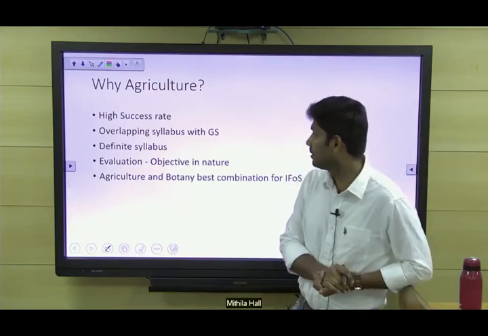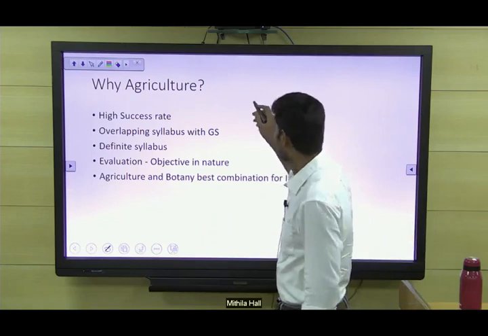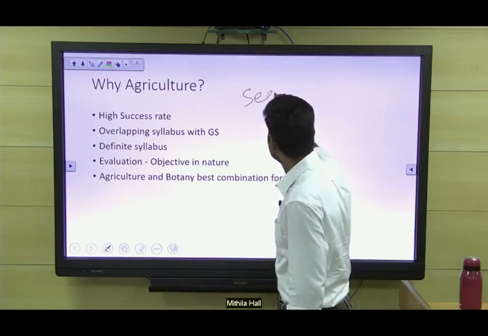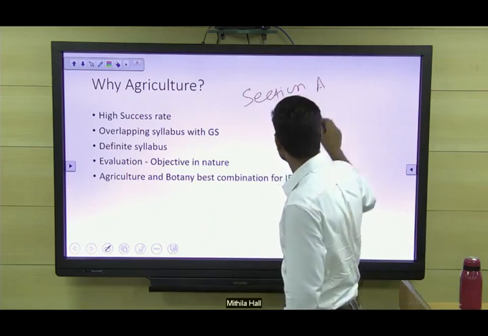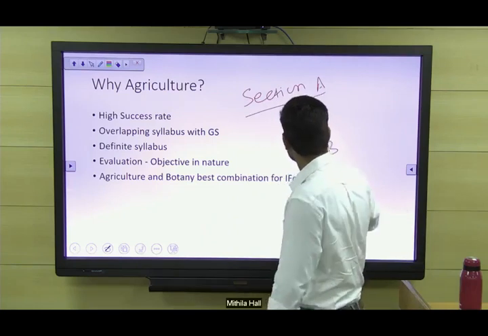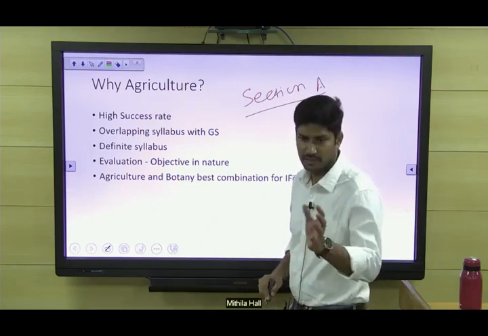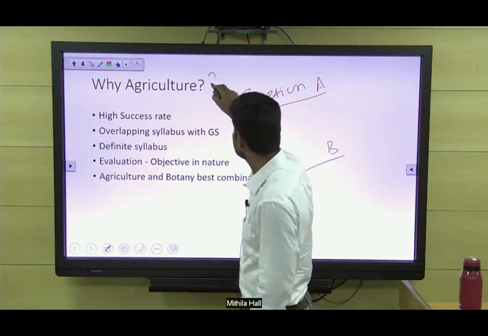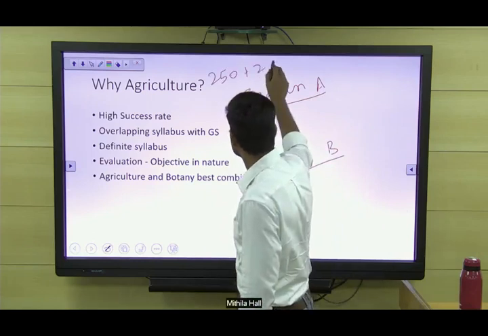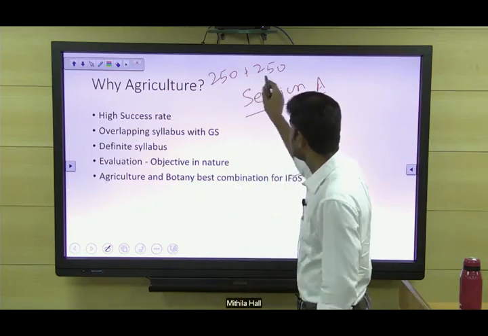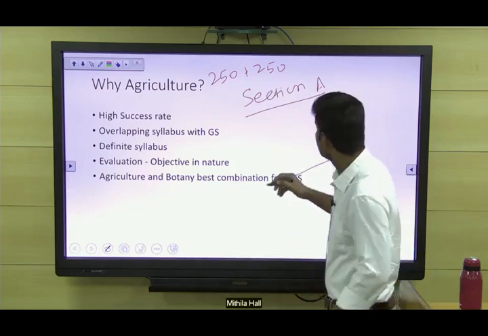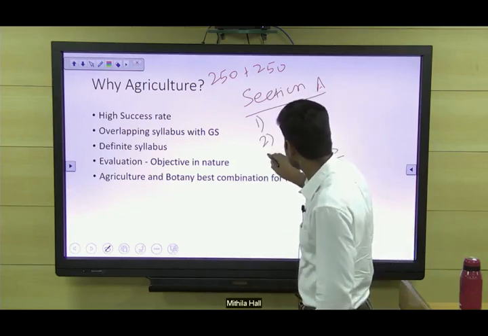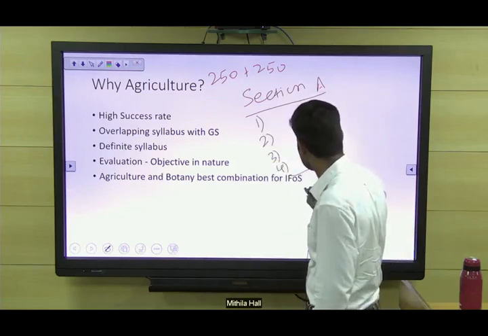So the exam pattern in our UPSC mains is divided into 2 sections, section A and section B. There are 500 marks: paper 1 is 250 marks and paper 2 is 250 marks. Each paper is divided into 2 sections. In section A there are 4 questions, and in section B, 4 questions.